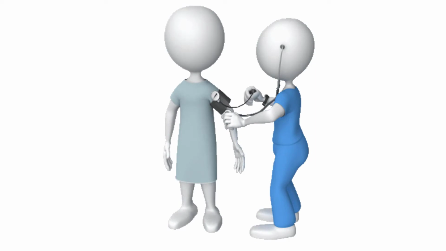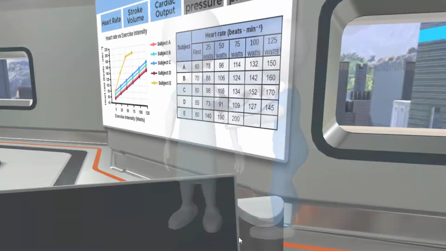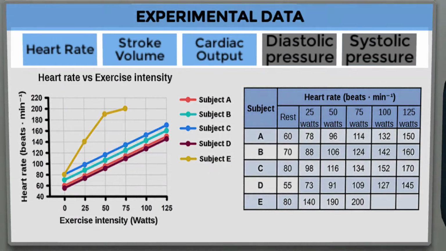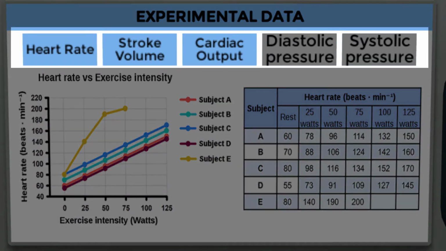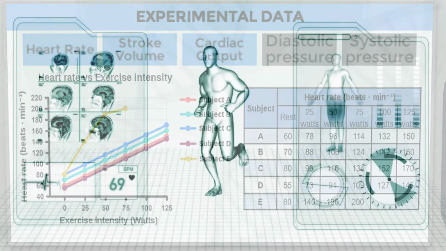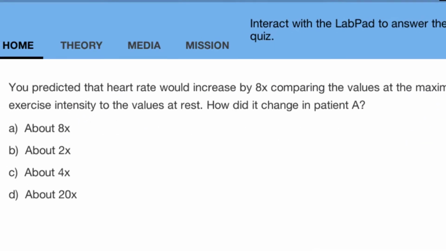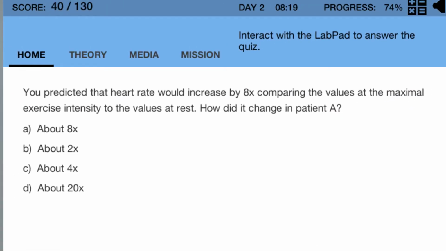You have all the data on the big screen in the lab. Let's go analyze it. Have a good look at all the data. Take into account that you can switch between the different variables using the tabs on the top of the screen. We need to check whether your previous predictions are correct or not. You predicted that heart rate would increase by 8 times comparing the values at the maximal exercise intensity to the values at rest. How did it change in patient A?